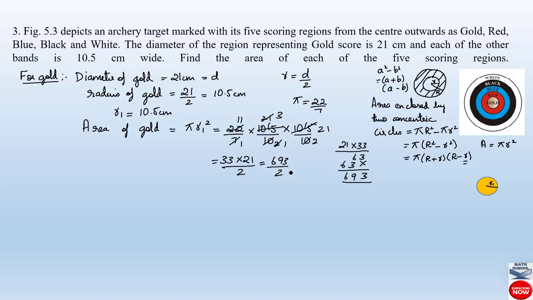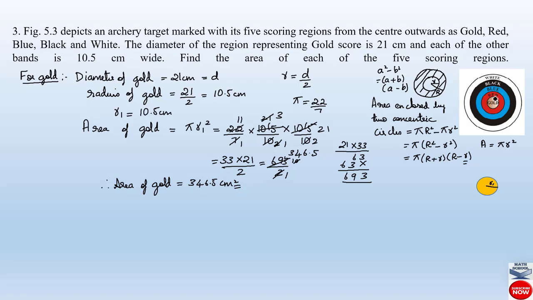So 693 divided by 2. Cancelling 2 3 times, 2 3s are 6. 2 4s are 8, carry 1, 2 6s are 12. Again 1 is left, so adding 0 to this, we have to add a point here. So again 2 5s are 10. Therefore the area of gold is how much? 346.5 centimeter square. We are taking centimeter square because we are finding area here. So this is how we find the area of the gold region.